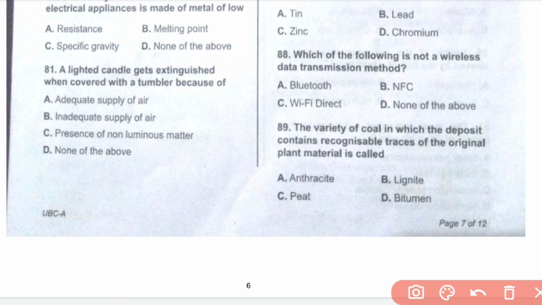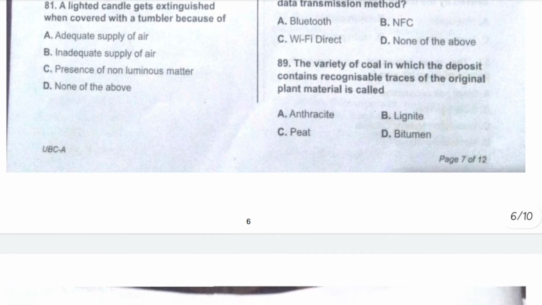Which of the following is not a wireless data transmission method? Bluetooth is wireless, NFC is wireless, Wi-Fi Direct is wireless, and none of the above is the correct answer. The variety of coal in which the deposit contains a recognizable trace of the original plant material is called, 89, C, peat. C is the correct answer.